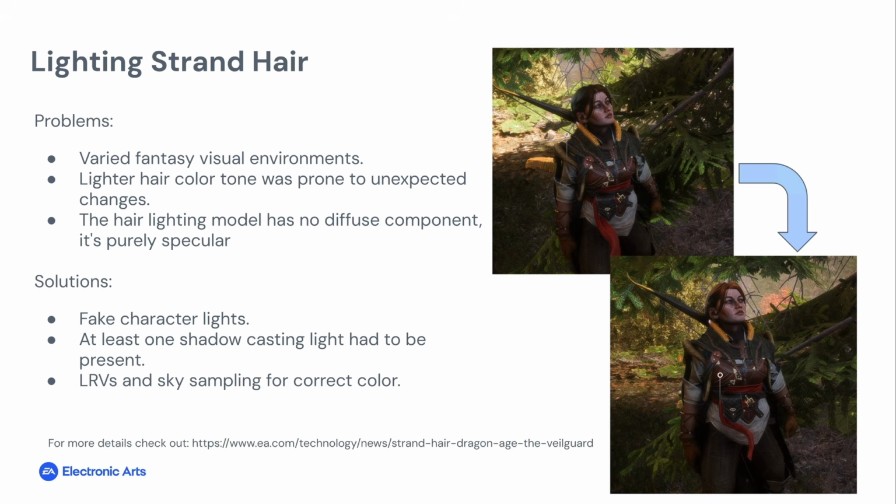First one was that we had a lot of different lighting environments and hair needed to look good in each one. Secondly, the lighter hair color tone was prone to unexpected changes. Thirdly, the hair lighting model was purely specular with no diffuse component. As a solution, we added fake character lights for consistency amongst different environments. We also made sure that at least one shadow casting light was present in the scene. LRV and sky sampling was a must for getting correct color.